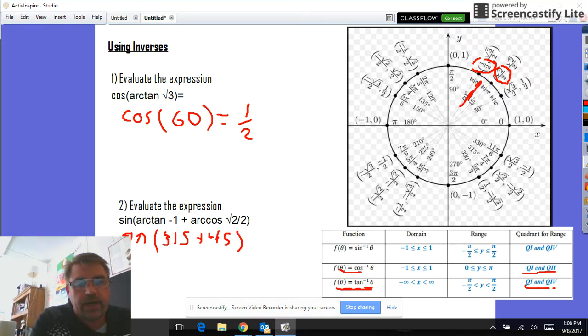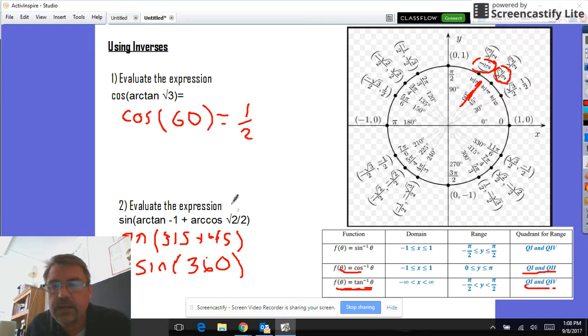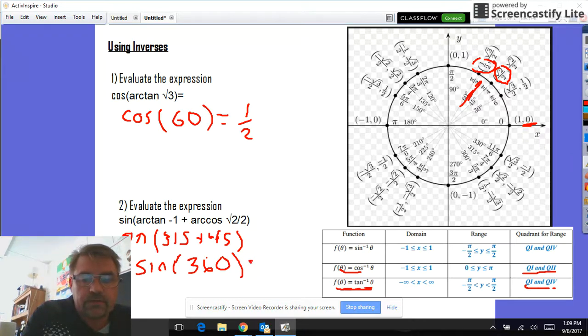All right, now you want to add those two together and take the sine of that sum, which is 360. And if we want to know the sine of 360, we want the y value at 360, all the way around. So the y value is right here, which is 0.